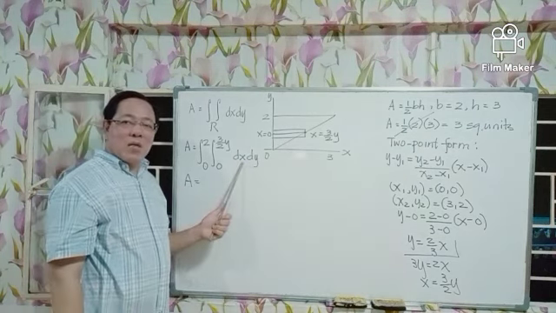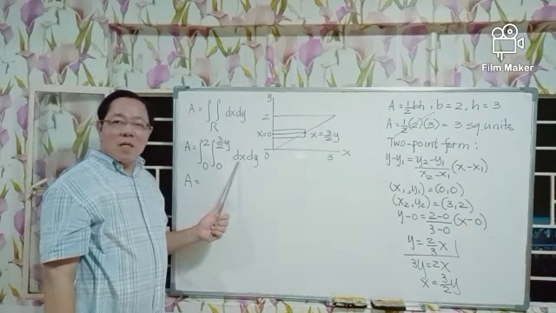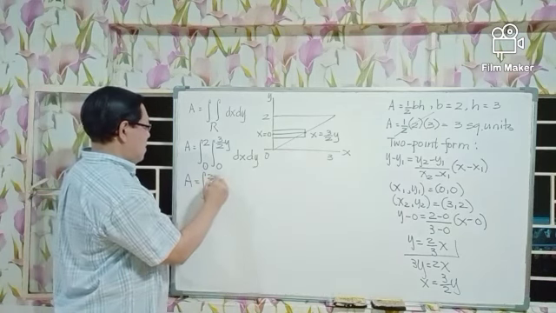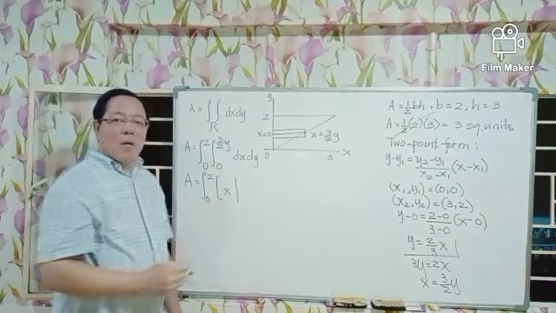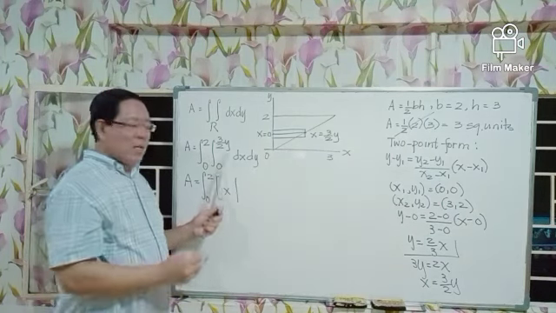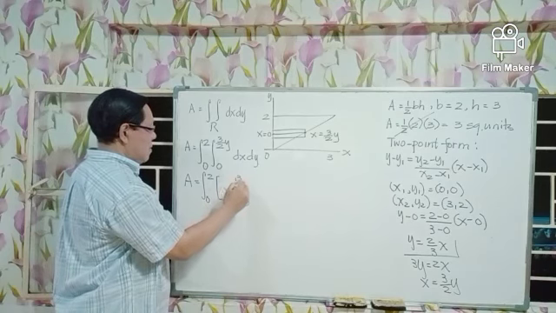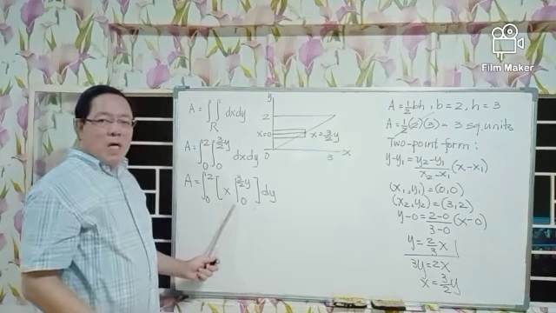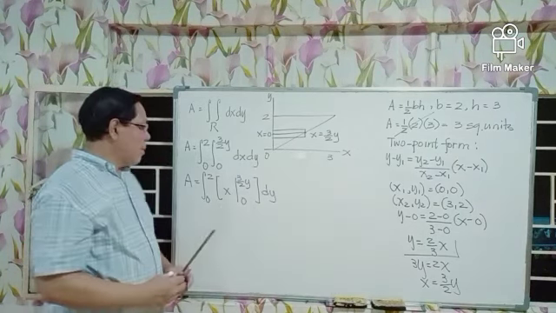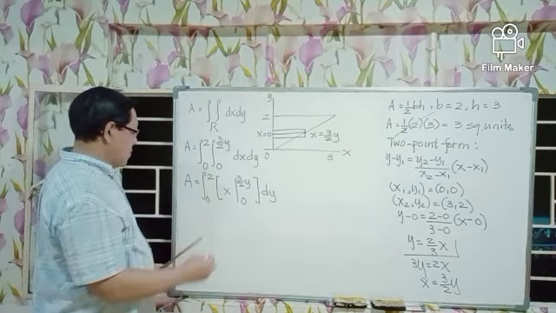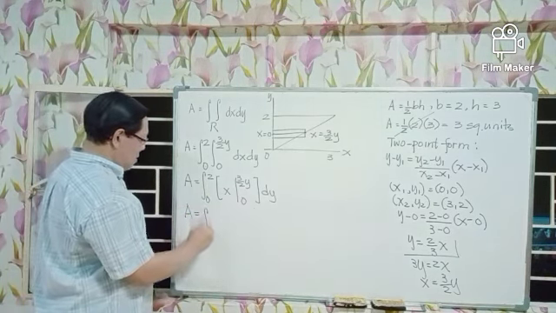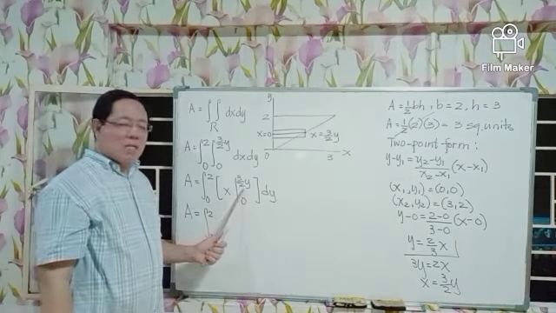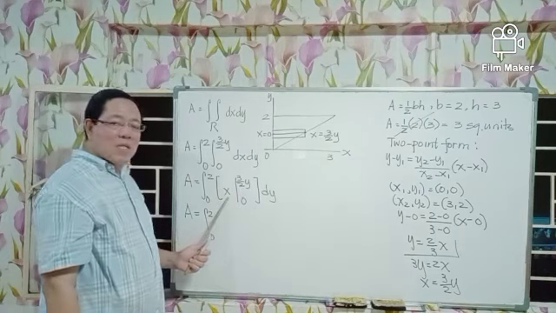First integrate with respect to x, the integral of dx is x. And we evaluate x from 0 to 3 halves y. After we evaluate, we integrate with respect to y and evaluate the result from 0 to 2. We start with the upper limit. When x is 3 halves y, simply replace x with 3 halves y.